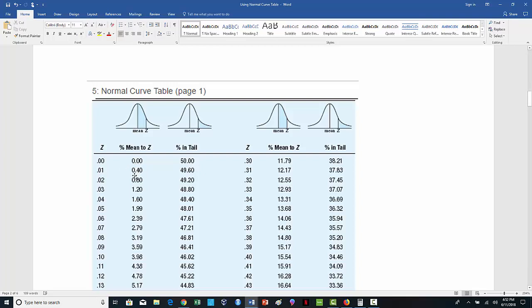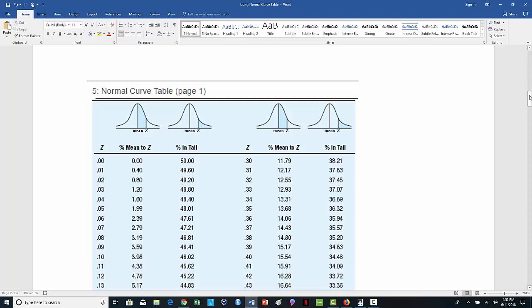As you go down these columns, the z-score is going to be getting larger. In the table, the z-scores are always positive, but we'll see that the same applies whether the z-score is positive or negative. So the z-scores are going to be going up by 0.01 as you go down the table. And as they go up, the percent mean to z is also going up. You'll see the opposite is true for the percent in the tail. It's going to start at 50%, because all the scores are between the mean and the end of it. And as you increase your z-score, really what you're doing is moving from here across to here, so the percent from that point to the tail is going to get smaller and smaller.